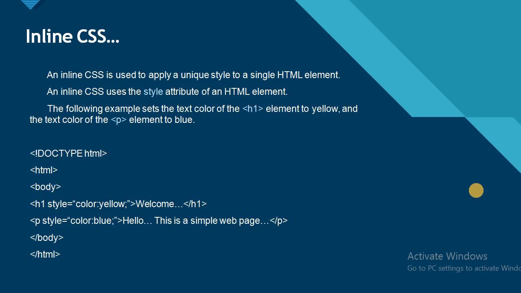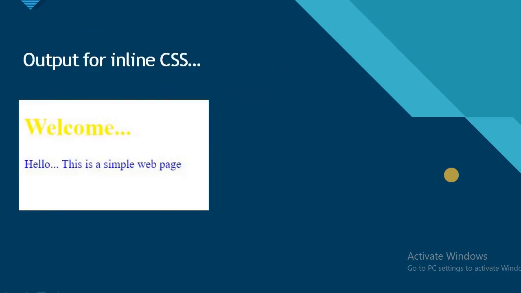Internal style sheet means the style can be applicable not only to the specific element, but to the entire program. But inline style sheet means it will be applicable only to the specific element. Heading 1 is assigned the color yellow, so it will be applicable only to heading 1. So the heading 1 displayed in the welcome page is yellow and the paragraph is displayed in blue color.